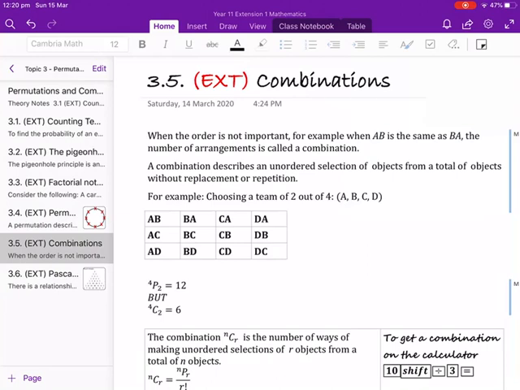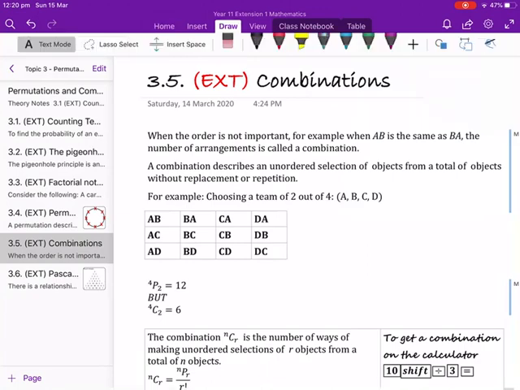For example, when AB is the same as BA, the number of arrangements is called a combination. A combination describes an unordered selection of r objects from a total of n objects without replacement or repetition. So, for example, choosing a team of 2 out of 4. If we were to do this with permutations, we would do 4P2 equals 12. So we'd have our 12 options here.